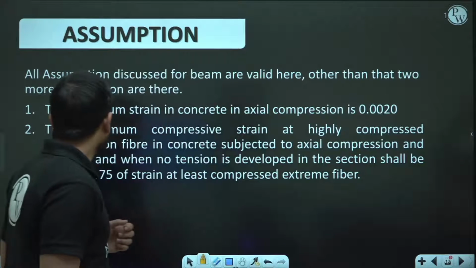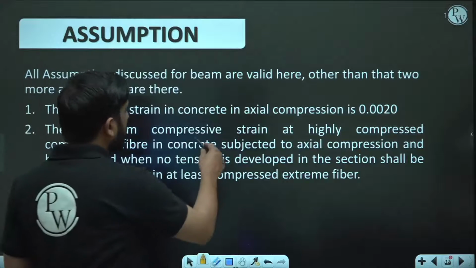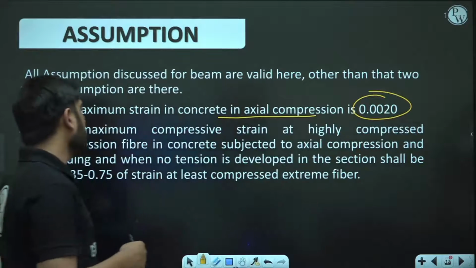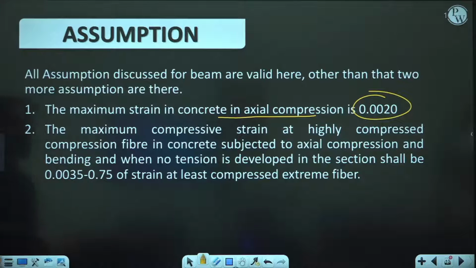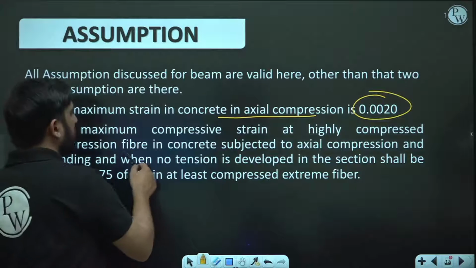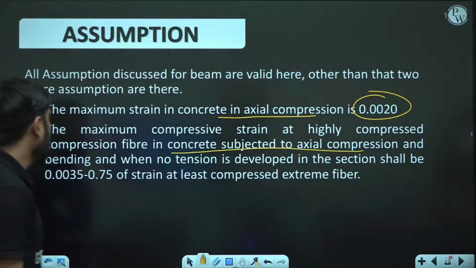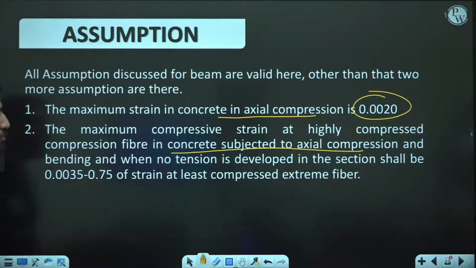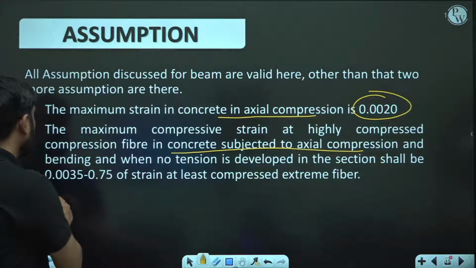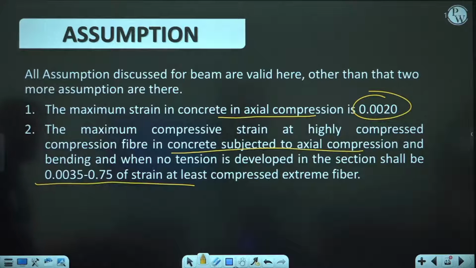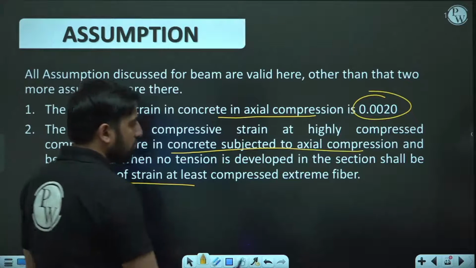So what are they? First is the maximum strain in concrete in axial compression is 0.0020, or you can say 0.2%. Second is the maximum compressive strain at highly compressed fiber in concrete subjected to axial compression and bending, and when no tension is developed in the section, it shall be 0.0035 minus 0.75 times the strain at the least compressed fiber. So let me just tell you what it is exactly saying.